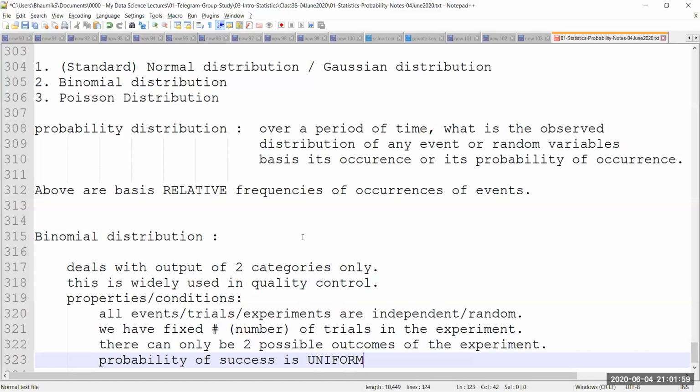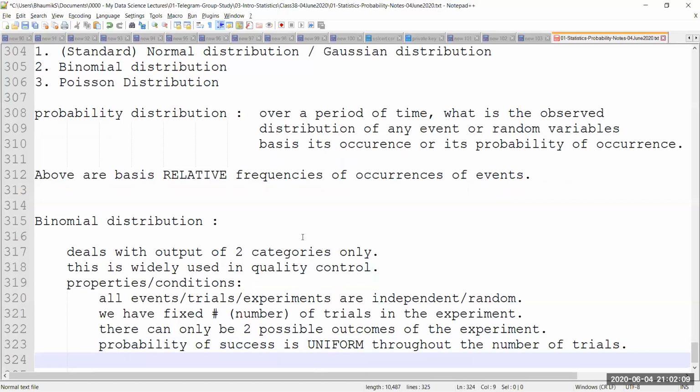So if I have performed 10 trials or 10 experiments, all the events that are found in those experiments are independent and random. Their occurrence is entirely random. This number 10 is fixed. You are not supposed to change it. Please don't say, I don't like that number, let's make it 11. No. If it is a 10, it is a 10.